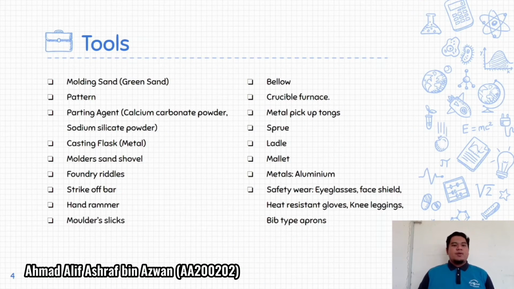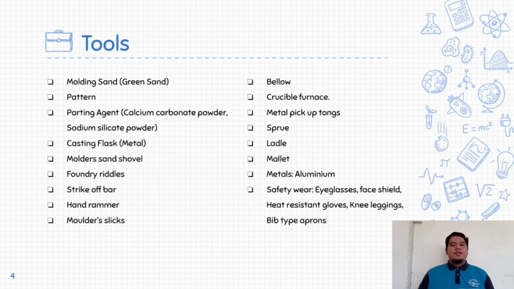The tools that we use are molding sand, pattern, parting agent, which is calcium carbonate powder and sodium silicate powder, casting flask, molders and shovel, foundry ladles, strike-off bar, hand rammer, slicks, bellows, crucible furnace, metal pickup tongs, sprue, ladle, mallet, and the metal we use is aluminium.